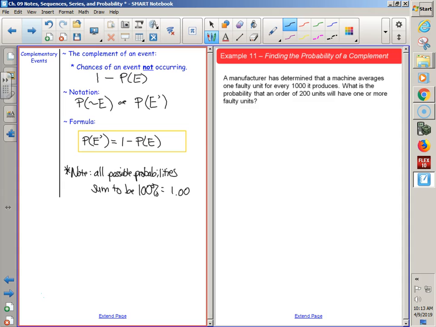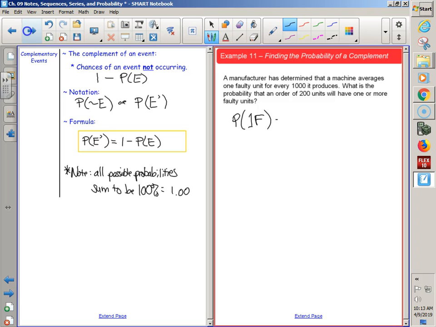A manufacturer has determined that a machine averages 1 faulty unit per 1,000 it produces. So from that, what's the probability of getting 1 faulty unit? 1 out of 1,000. For every 1,000, you're going to get 1 that's faulty. Probability of getting 1 faulty is 1 out of 1,000. Okay. What is the probability that an order of 200 units will have 1 or more faulty units?